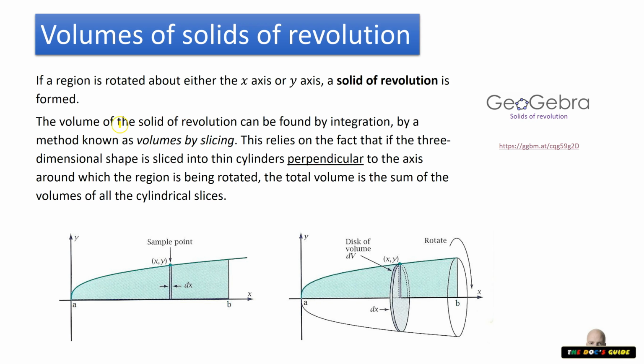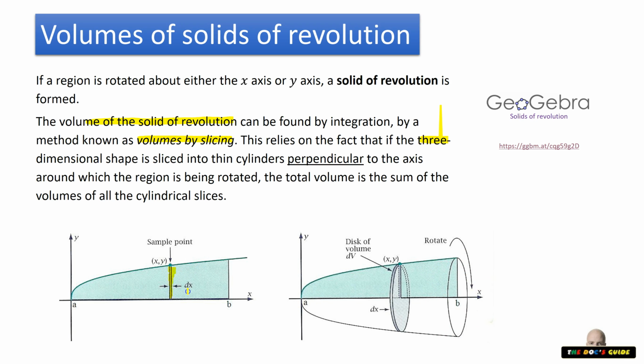So our technique for finding the volume of these solids of revolution is a technique known as volumes by slicing. What we do is take our 3D shape and slice it into thin cylinders perpendicular to the axis around which the curve is being rotated. So here, for example, is our curve y equals root x. We're going to rotate that around the axis, and we know what that three-dimensional shape will look like.